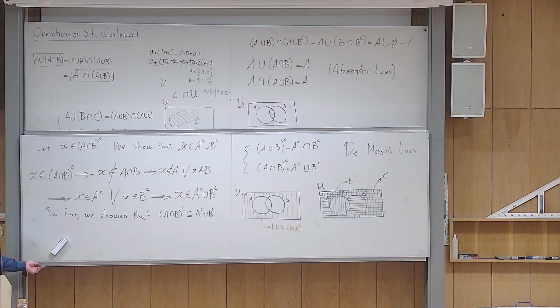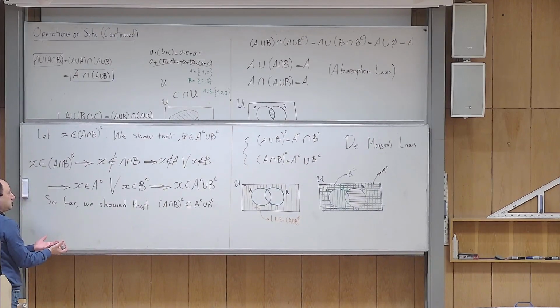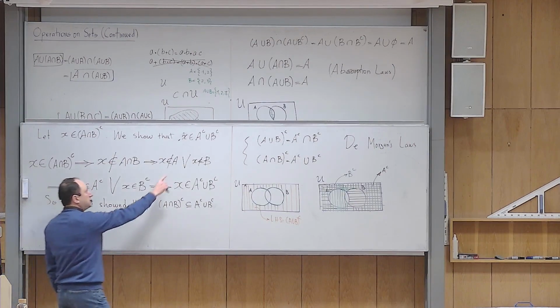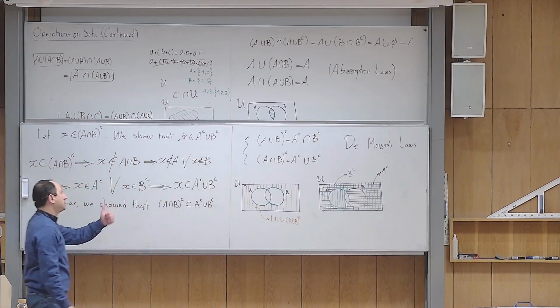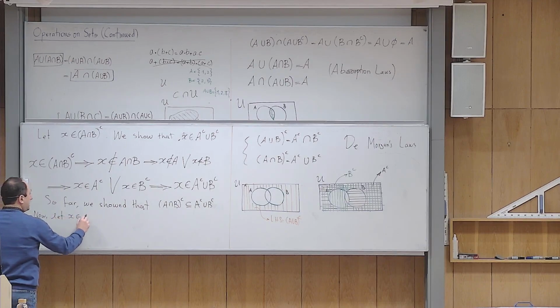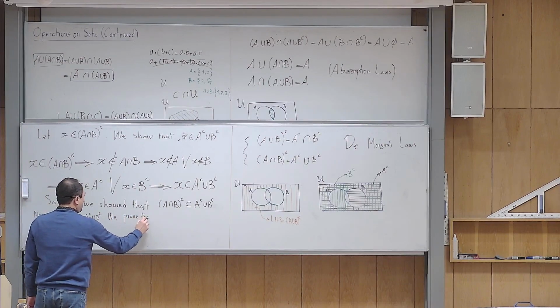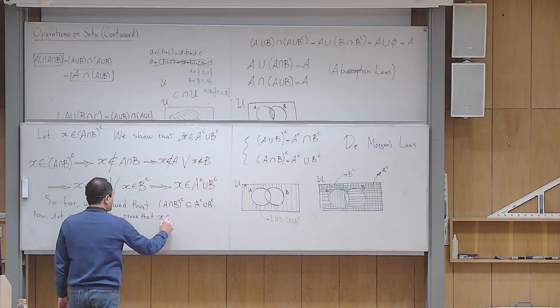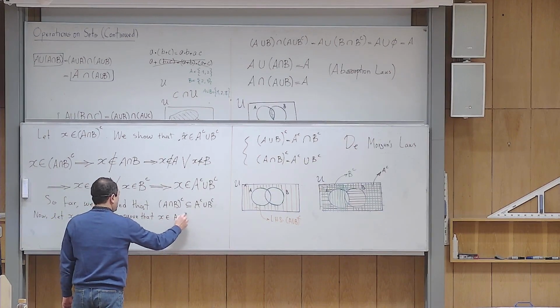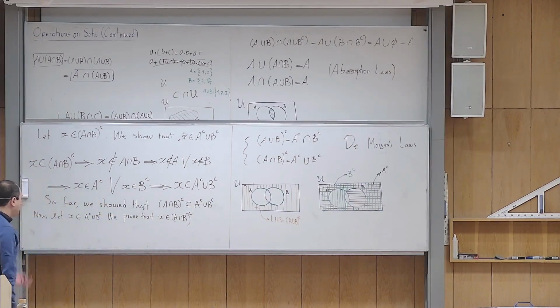Okay, we want to prove the other way around. The other way around means this time you take an arbitrary element from this one and then convince yourself that it is also in this one. So we say that now, let X belong to A complement union B complement. We prove that X belongs to A intersection B totally complement. Okay, I want you to help me.